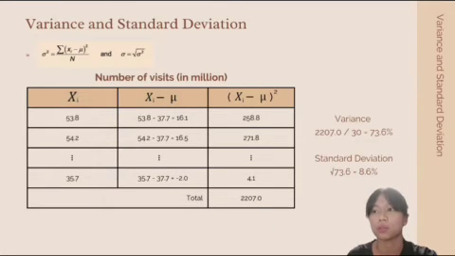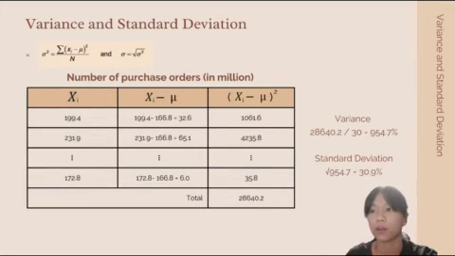Next, to find the variance, we need to calculate the sum of the difference between data point and the mean, then square the answer and divide by the total number of data point. The variance for number of visits is 73.6%. To find the standard deviation, we need to square root the variance to get 8.6%. The variance for number of purchase orders is 954.7%, while its standard deviation is 30.9%.